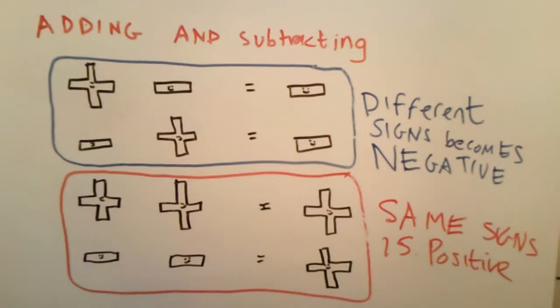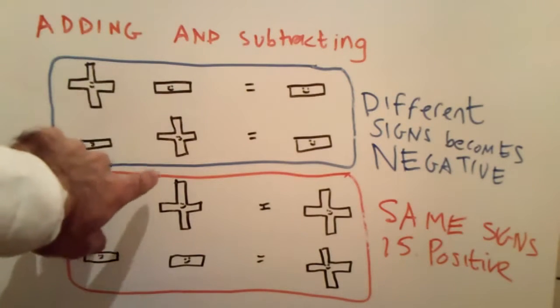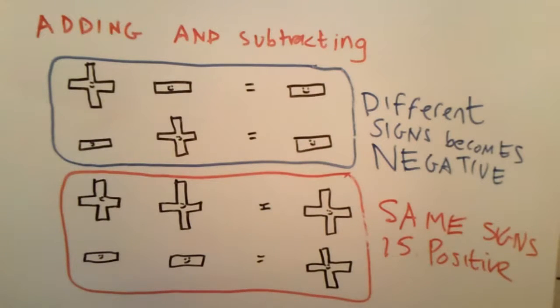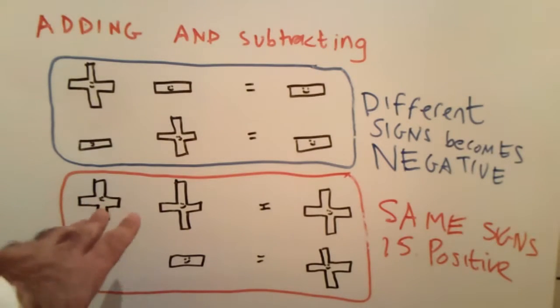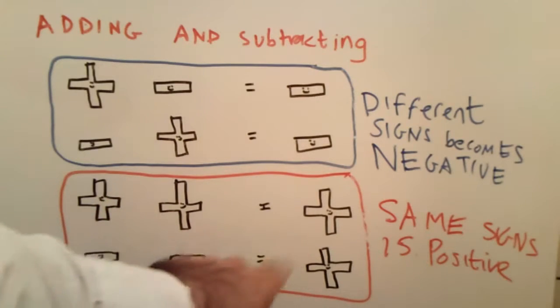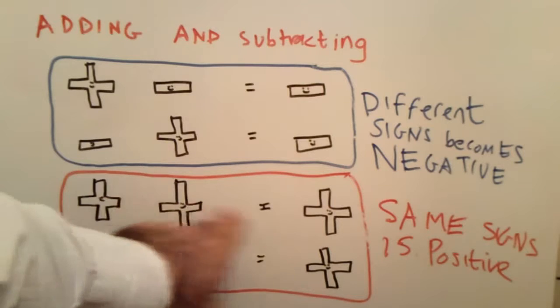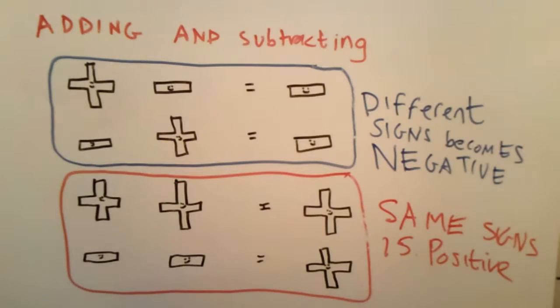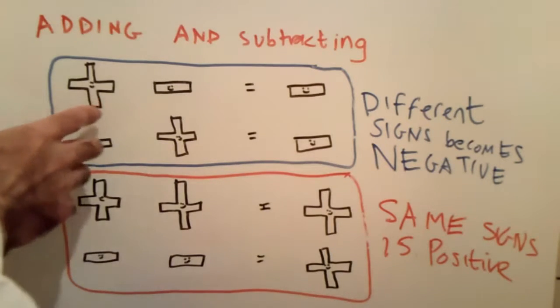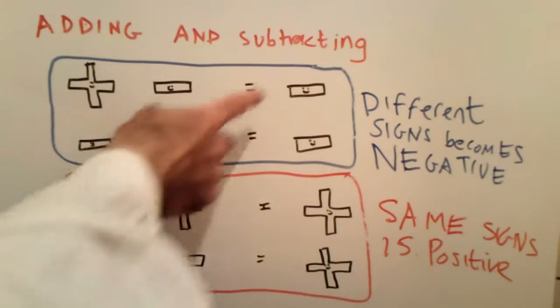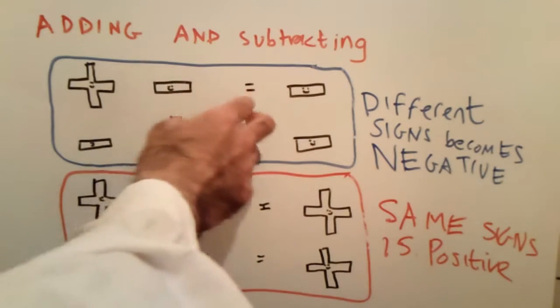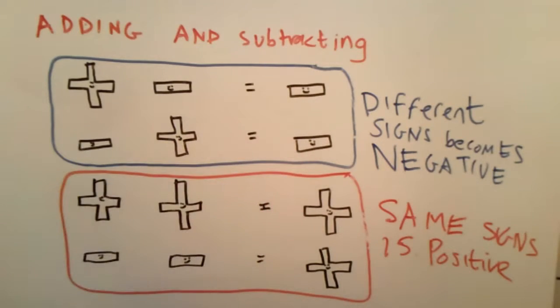So a quick summary of what we've learnt is that when we have signs touching each other, if the signs are different, we get a negative, and if the signs are the same, it transforms into a positive. This is just a quick way of memorizing how the operator and the sign transform into the positive or the negative when they touch.